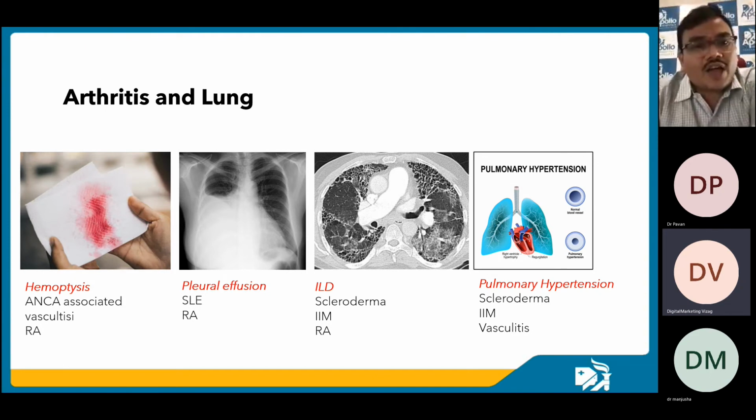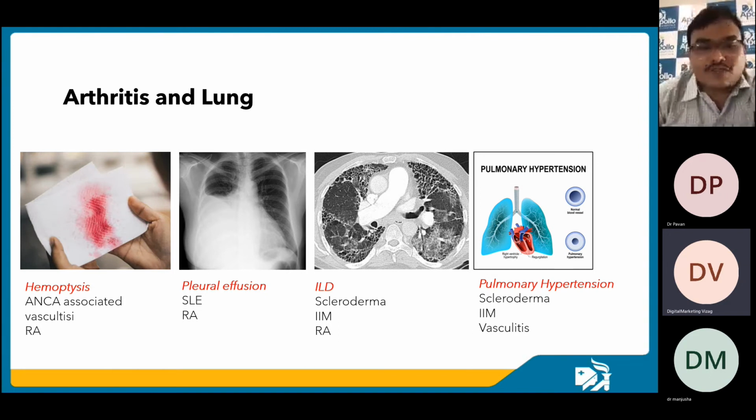And if the patient has arthritis along with pleural effusion, the differentials considered are SLE and rheumatoid arthritis. If there is an ILD coexisting, the differentials are scleroderma, inflammatory myositis, and rheumatoid arthritis. If there is pulmonary hypertension associated, the differentials are scleroderma, inflammatory myositis, and vasculitis.